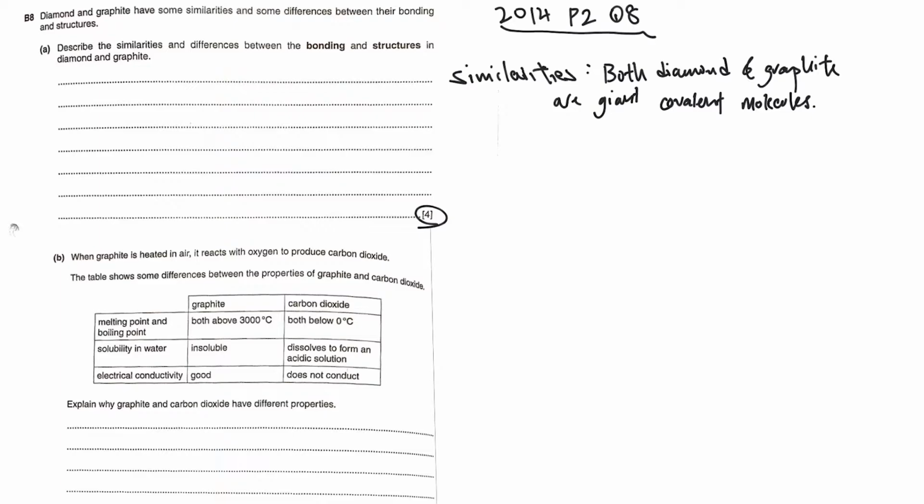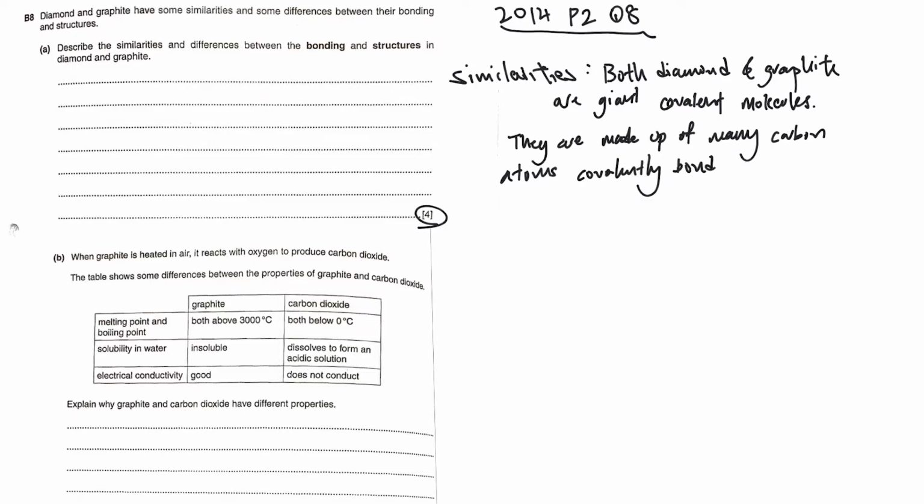So how about the second similarity? The first one we talked about their structure already. So the second one will be on their bonding, right? So they are made up of many carbon atoms covalently bonded together, right? So this is your second similarity.